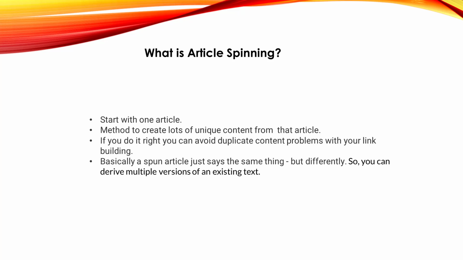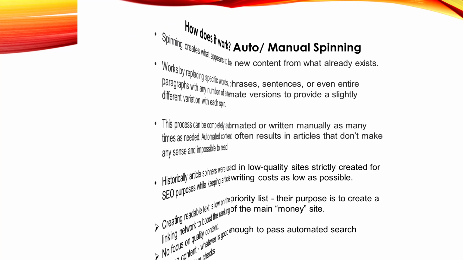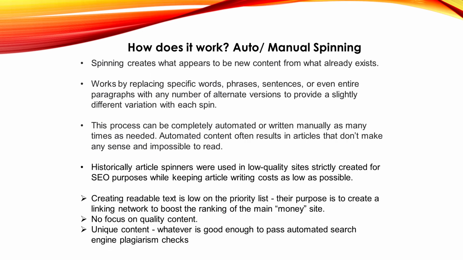Now you might ask yourself, why would you want to do that in the first place? Spinning creates what appears to be new content from what already exists. So you get new for old. And it works by replacing specific words, phrases, sentences, or even entire paragraphs with any number of alternate versions to provide a slightly different variation with each spin. Now this process can be completely automated or written manually as many times as needed.